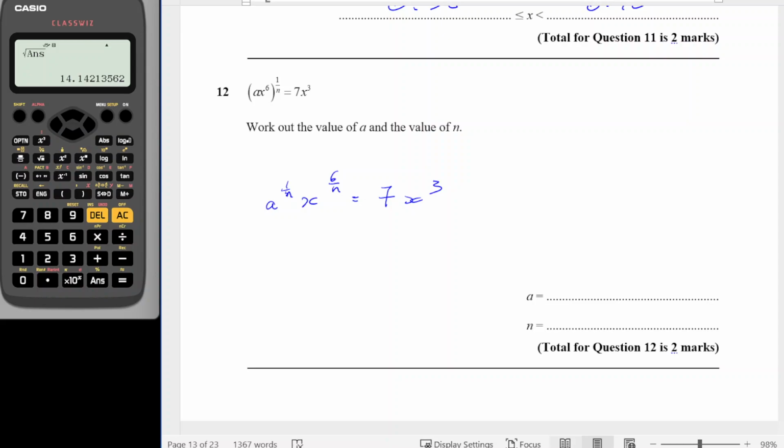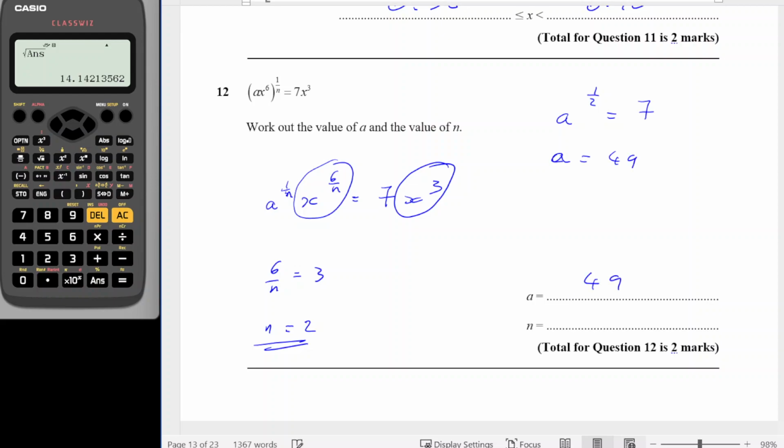So that tells us that I'm going to start with this part here. So 6 over n must be equal to 3, so n must be equal to 2. So based on that, a to the 1 over 2 must be equal to 7. So a must be, in effect, we'd square both sides, so a must be 49. I'm looking at a being 49 and n being 2. It's quite a difficult question for 2 marks.